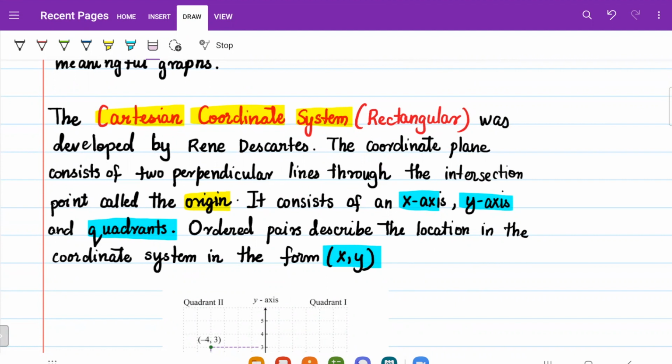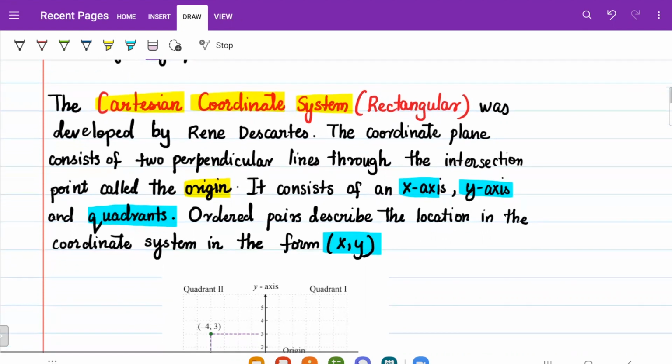The coordinate plane consists of two perpendicular lines through the intersection point called the origin. It consists of the x-axis, the y-axis, and 4 quadrants. Ordered pairs describe the location in the coordinate system and are of the form (x, y).